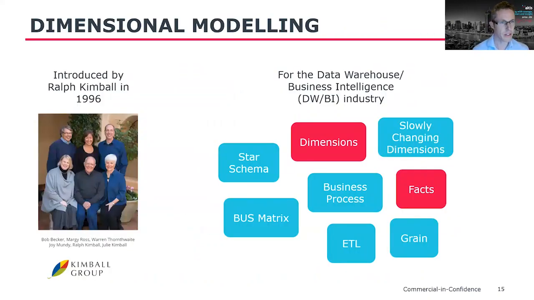So by way of background, where does dimensional modeling really come about? Ralph Kimball, the gentleman seated here in the middle of this picture, him and his organization, the Kimball Group, back in 1996, they came up with this concept of dimensional modeling, and a lot of the terminology and techniques that we see in dimensional modeling today, such as dimensions, facts, grain, bus matrix, star schema, these things were introduced by Ralph Kimball and his organization, the Kimball Group.